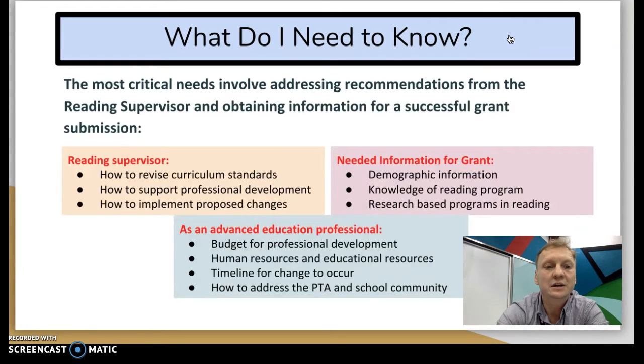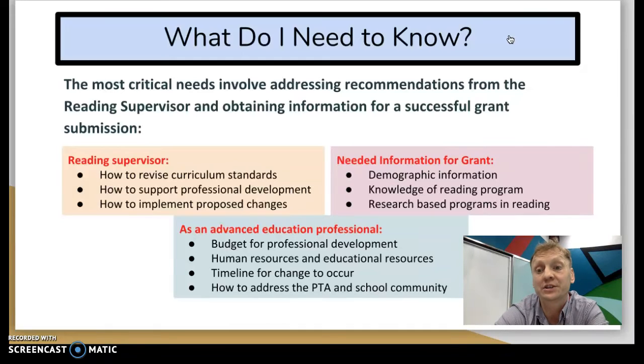What do I need to know? I need to know the information from our reading supervisor. So I need to know how to revise our curriculum standards. I need to know how to support our professional development. I need to implement proposed changes to our reading programs to increase scores. I need to know our demographic information.